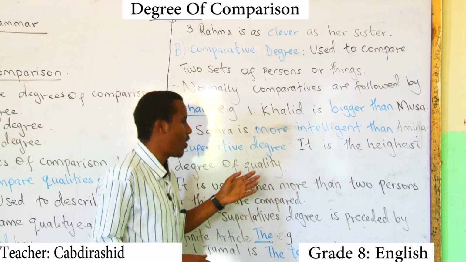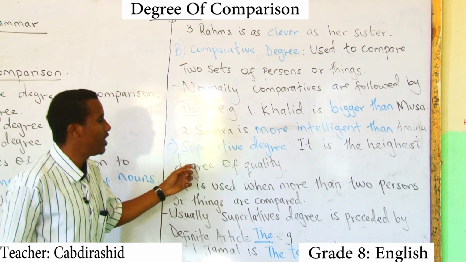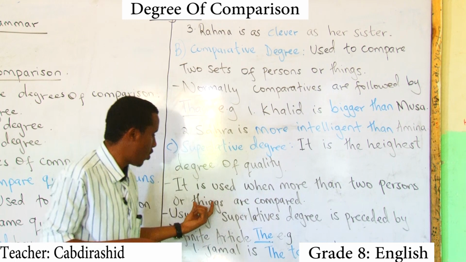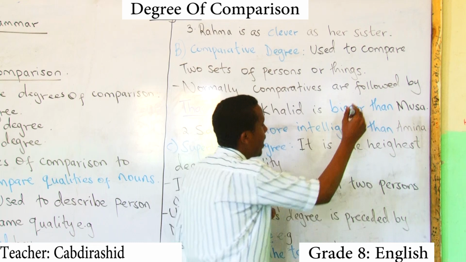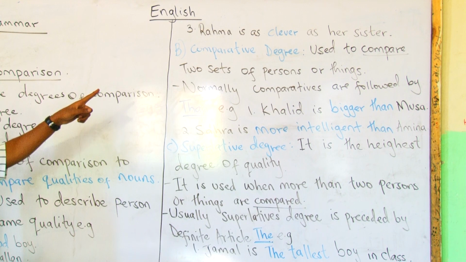It is the highest degree, because the positive is the first degree, followed by the comparative. Now this is the third one, which is the highest degree of quality. It is used when more than two persons or things are compared. As you can see, here I said compare, and here I said compared. But in the positive degree, I have not used that word compare. So you have to note that. I have not used compare in the positive degree, but I have used it in the other two degrees, the comparative degree and the superlative degree.